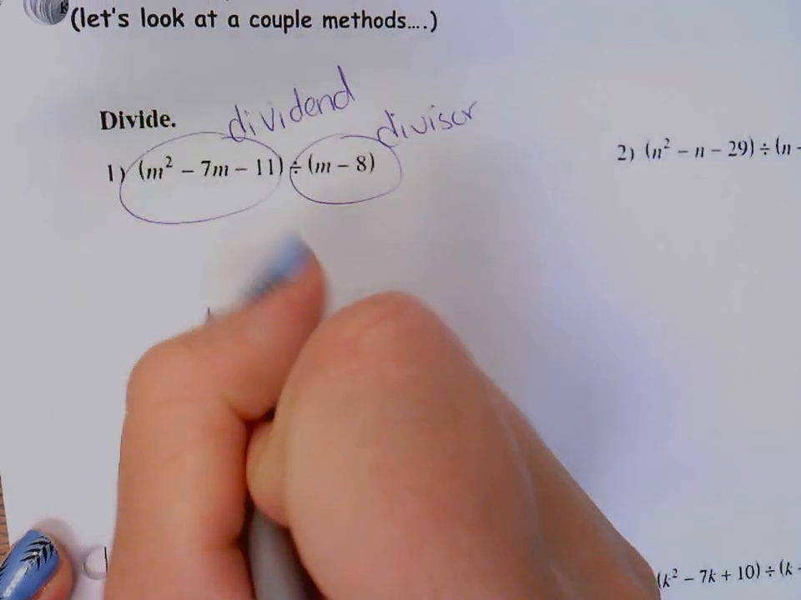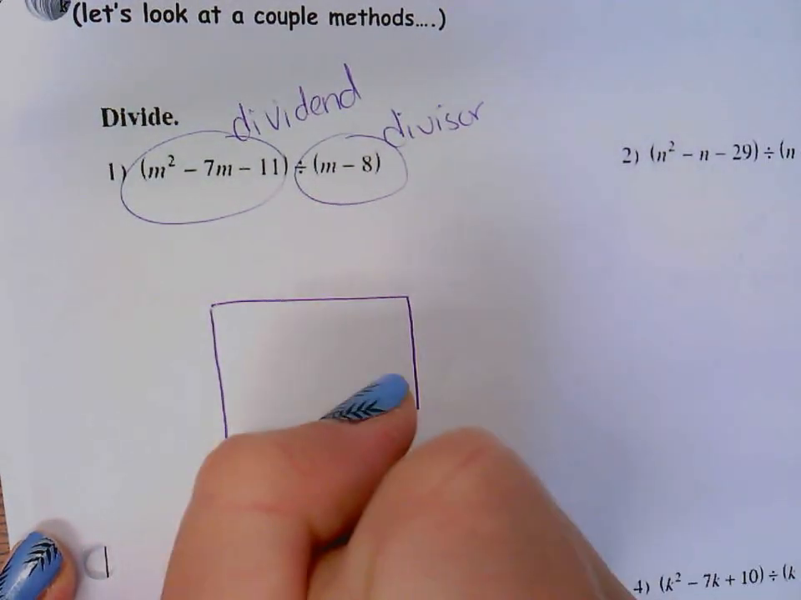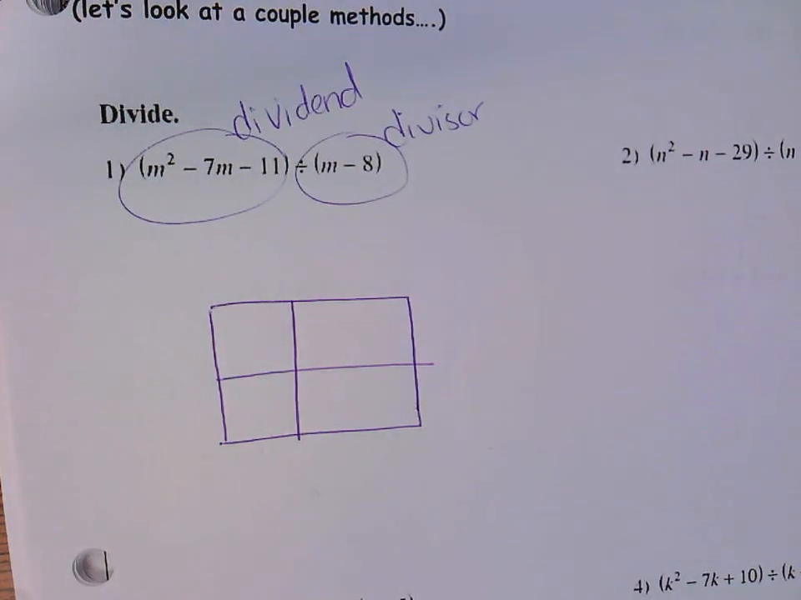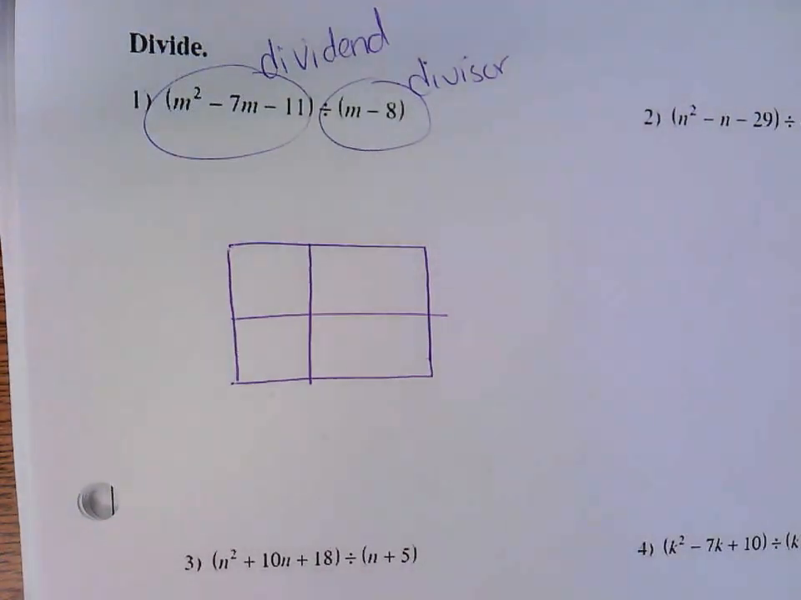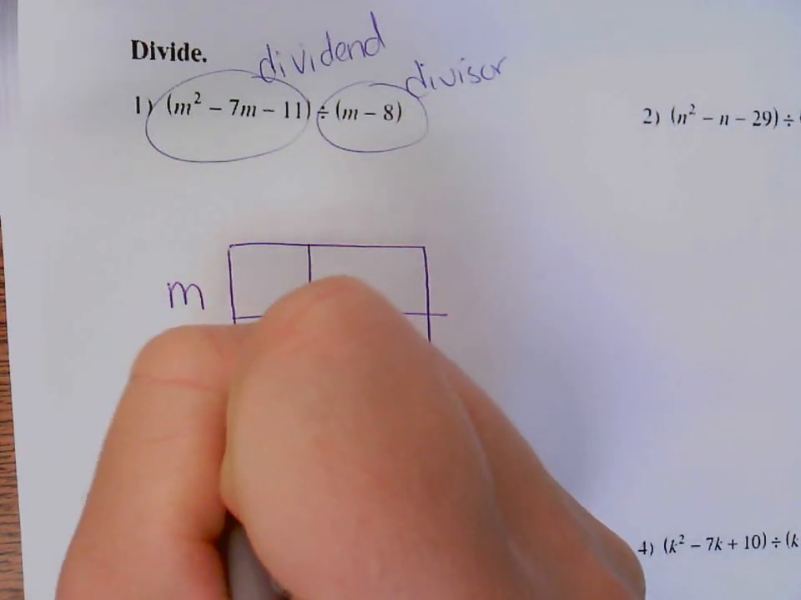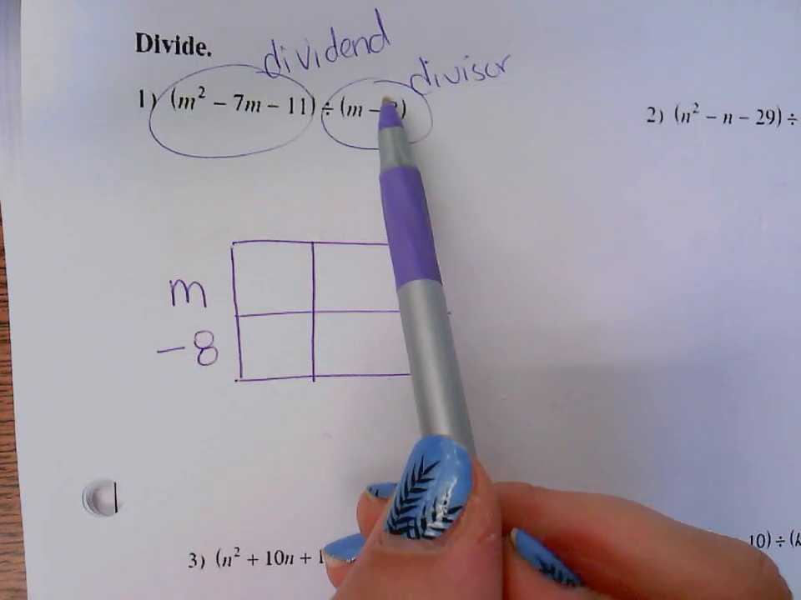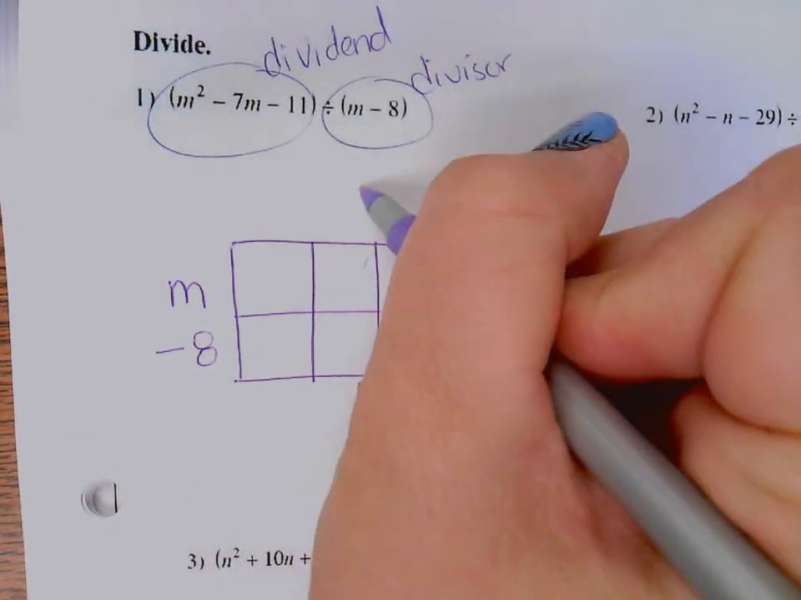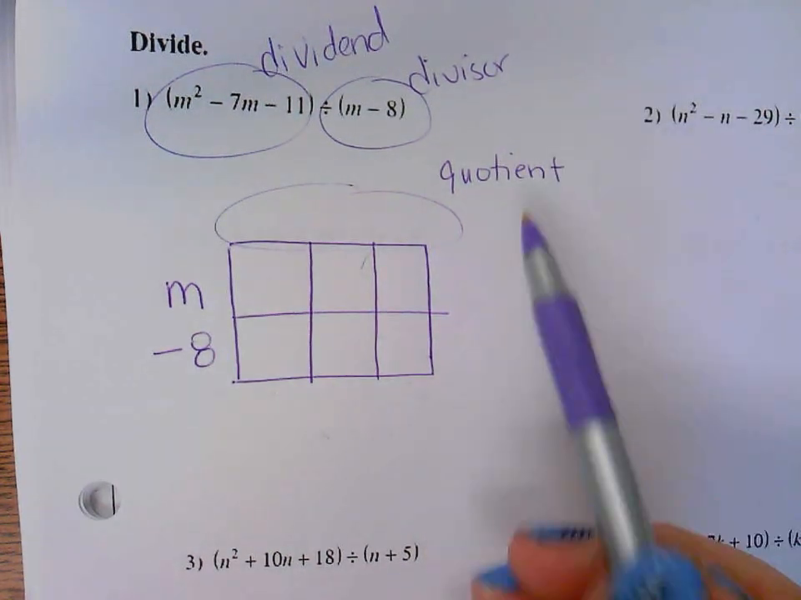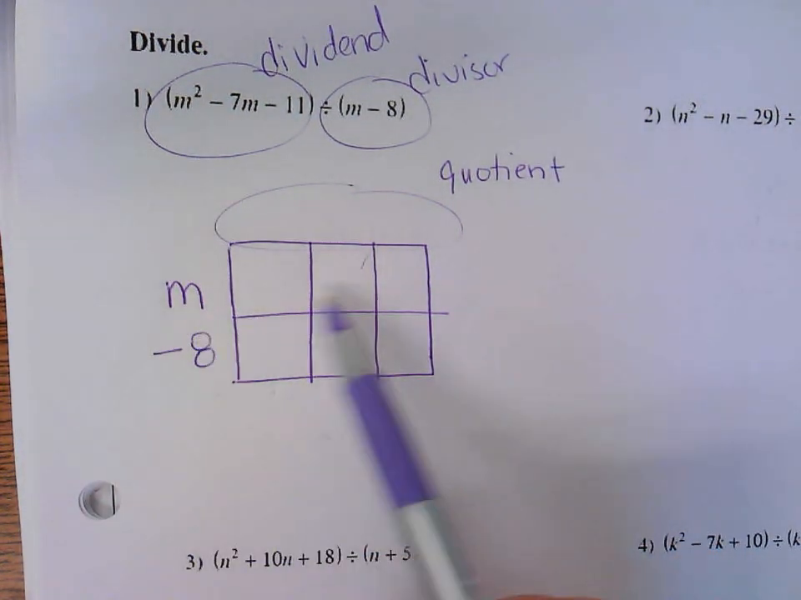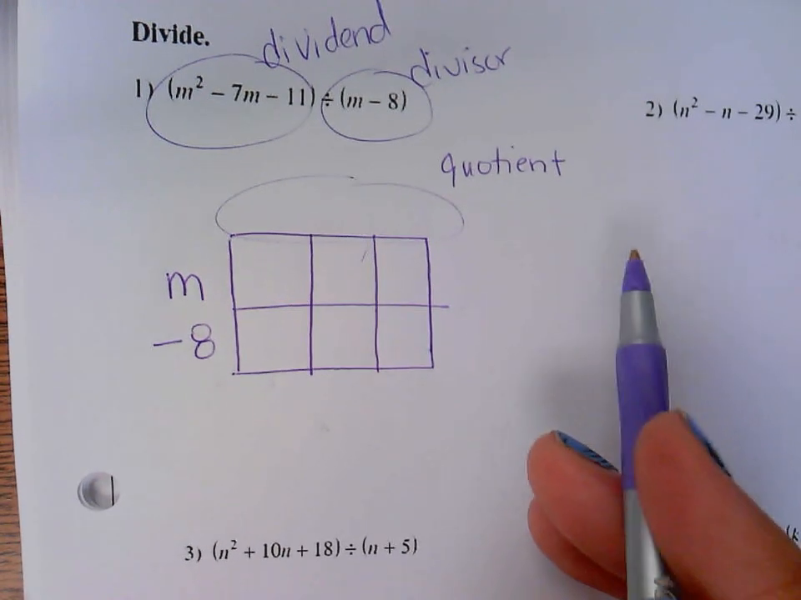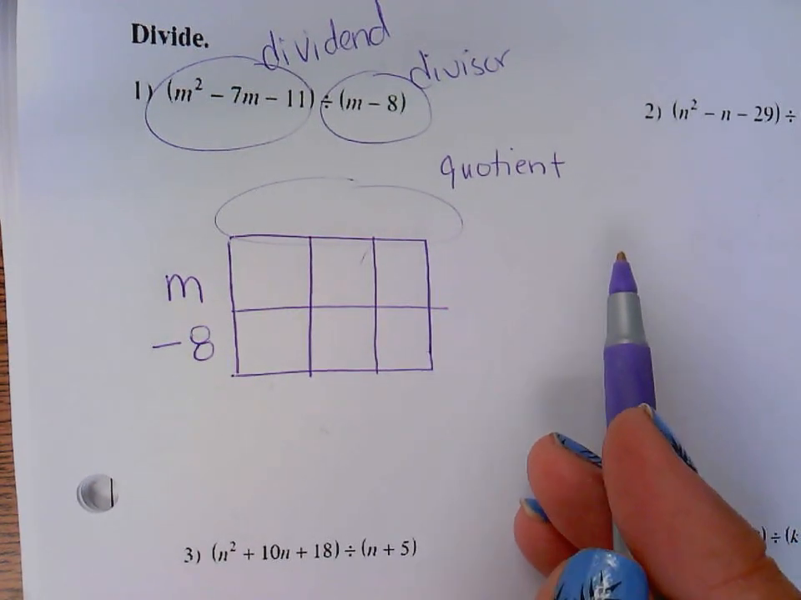So what you're going to do is make a box. We're using the box method for division. There's a couple other methods. I don't know if I'm going to show you any of the other methods. So if m minus 8 is our divisor, we're looking up here for our quotient, because our quotient times our divisor will get us back to our dividend, just like multiplication, right? Division is the inverse operation to multiplication, right?